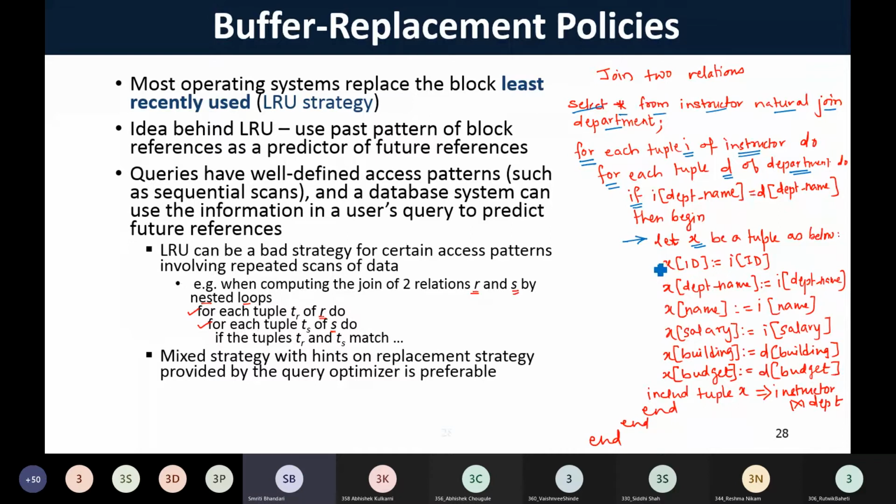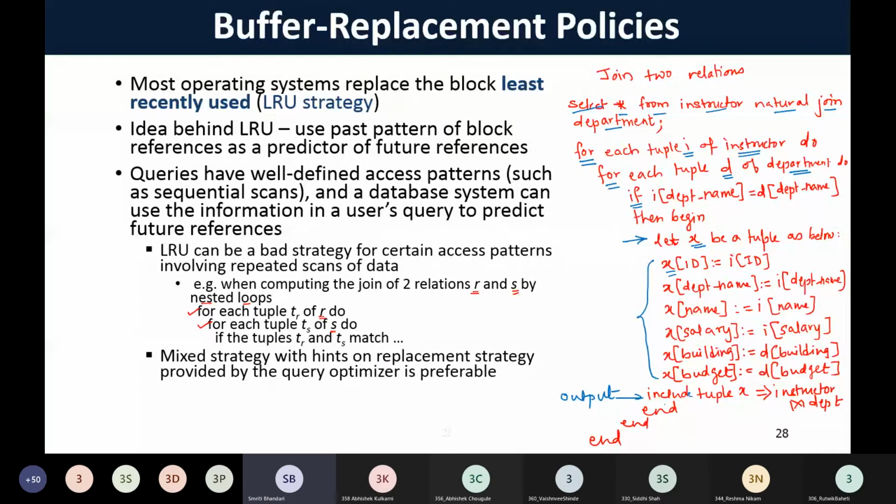Right? So this X tuple will contain the attributes from both the relations. So these are the assignment statements. Those will assign the respective attributes from both the relations to this tuple X. And finally, this tuple X will be included in our output. So this is how actually the natural join of two relations work.